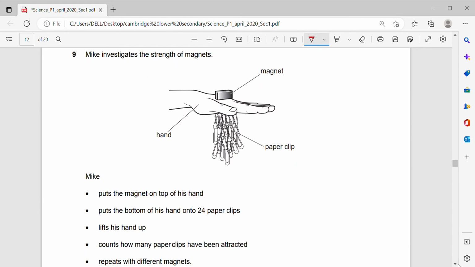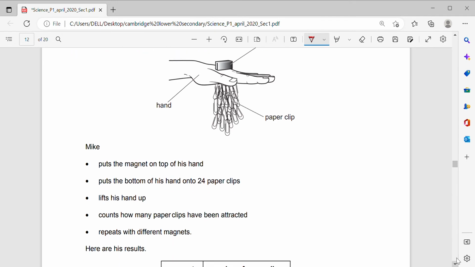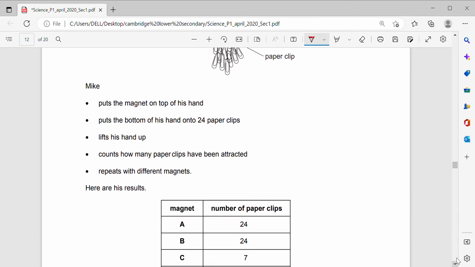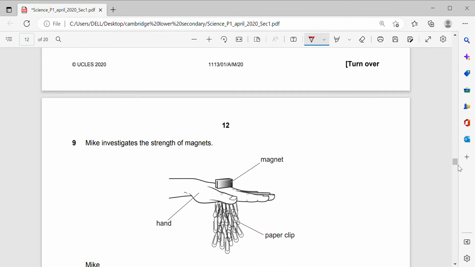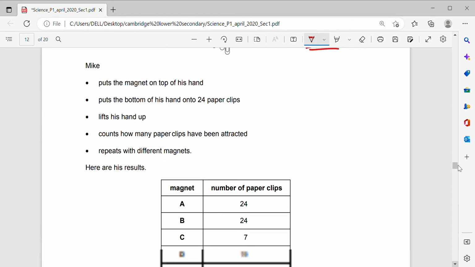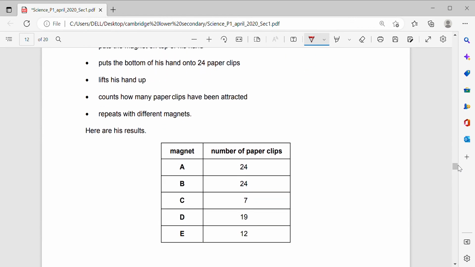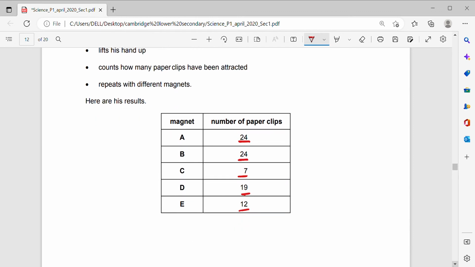Mike investigates the strength of magnets. He puts the magnet on top of his hand, puts the bottom of his hand onto 24 paper clips, lifts his hand up, counts how many paper clips have been attracted, repeats with different magnets. Here are the results. يبقى عندي هنا Mike حط الmagnet on the top of his hand. He put 24 paper clips and he was checking different magnets. عندي magnet A, B, C, D, E. 5 magnets. هنا magnet A picked up 24, B 24, C 7, D 19, and E 12 were picked up.